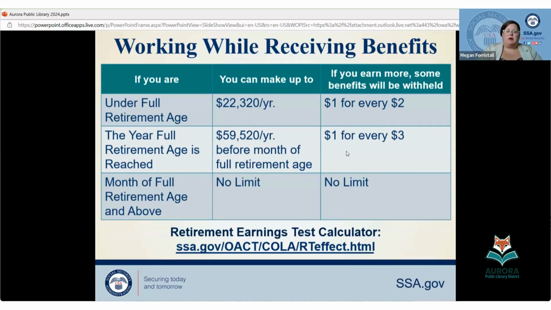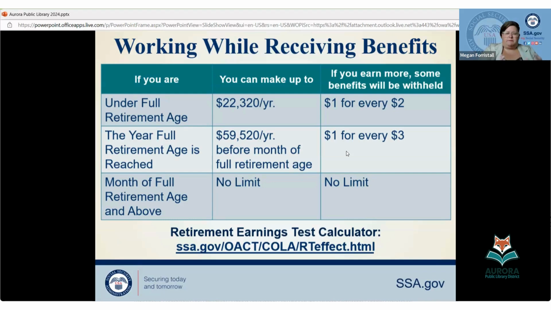So the year you turn your full retirement age, same basic premise, but a lot higher of an earnings limit. Some people are able to easily start with January of the calendar year of their full retirement age because that's that higher limit of 59,520. And again, you're going to turn your full retirement age the first day of the month in which it's your birthday.